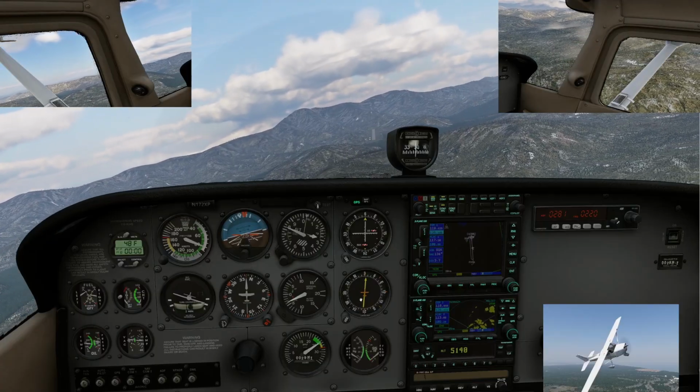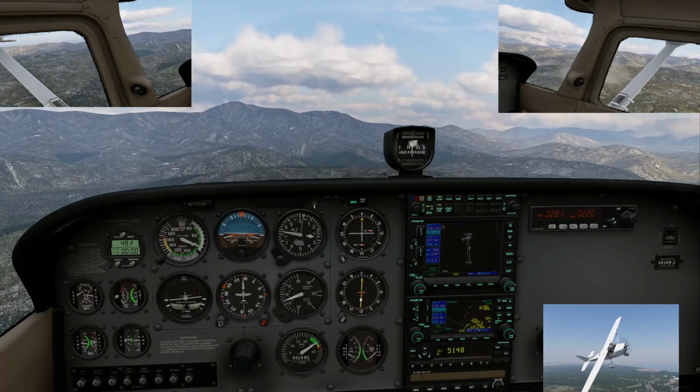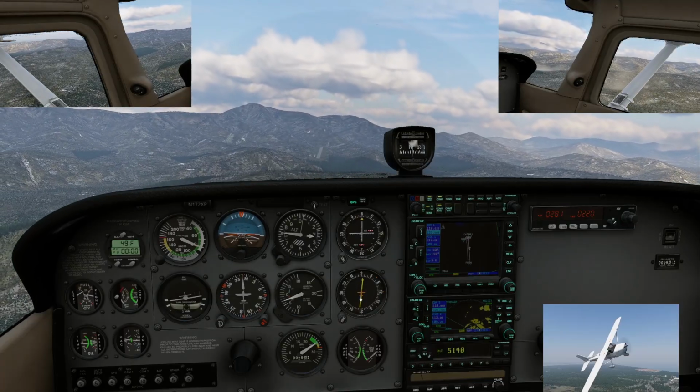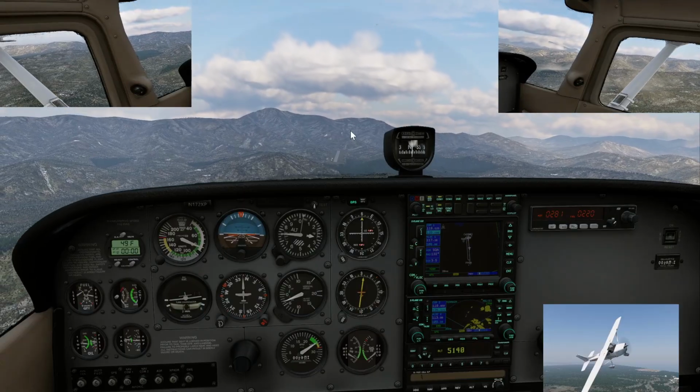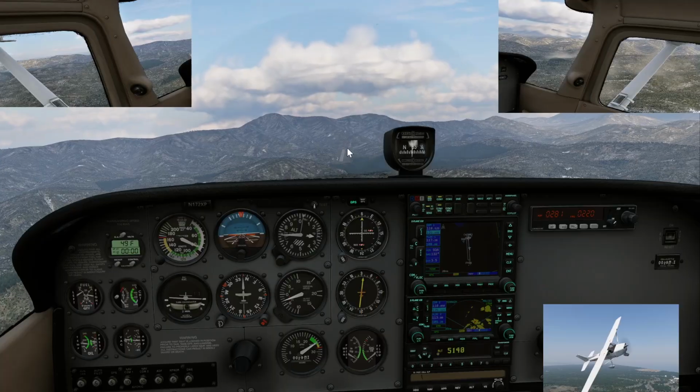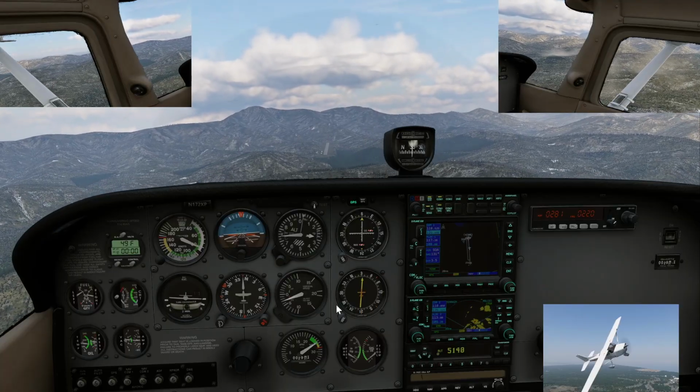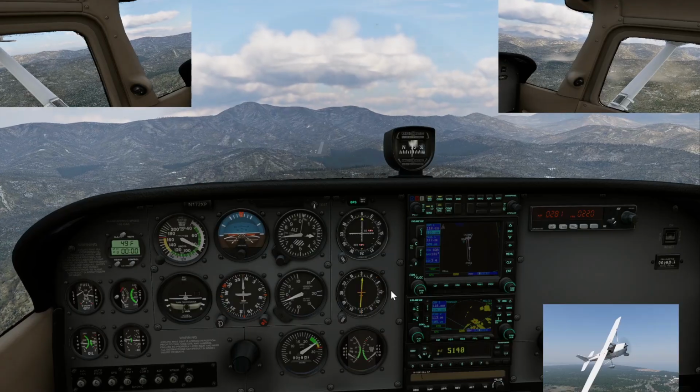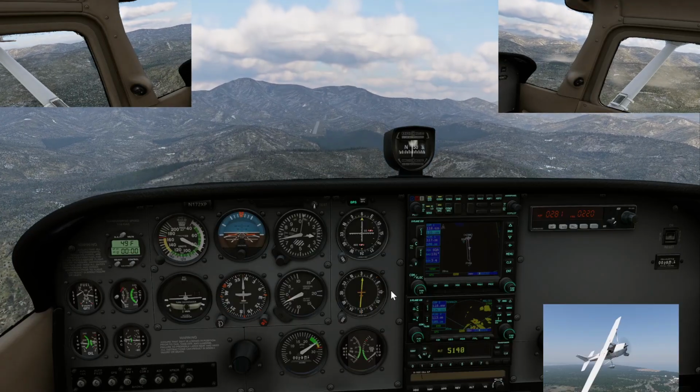I don't see. Oh, there it is. We got it. Okay, we're going to go visual now. But the beacon's on the field. Remember, it's up here. I just see the airport now. Sorry, I didn't mean to get so excited. This is like bush piloting.